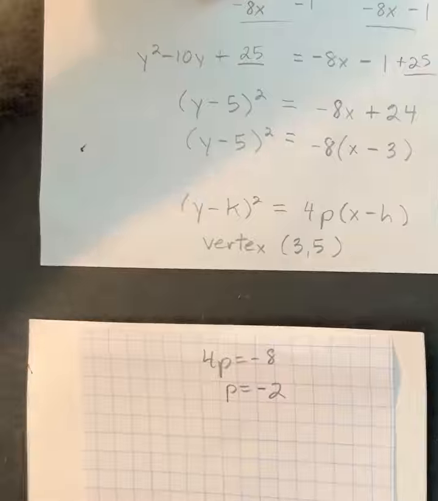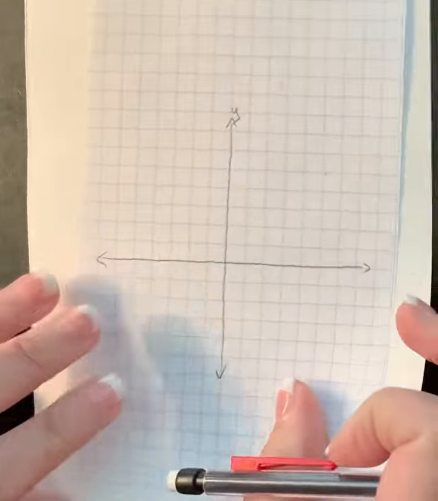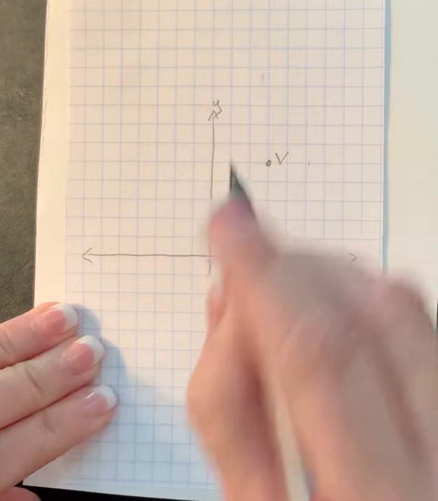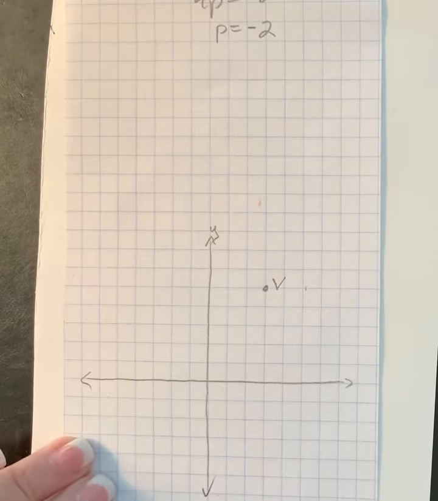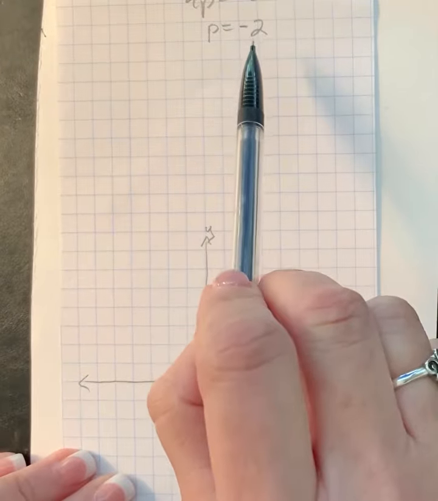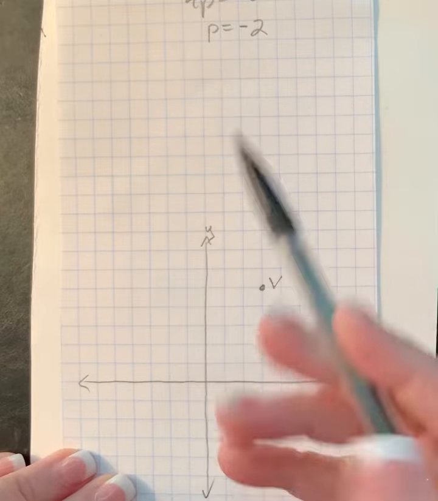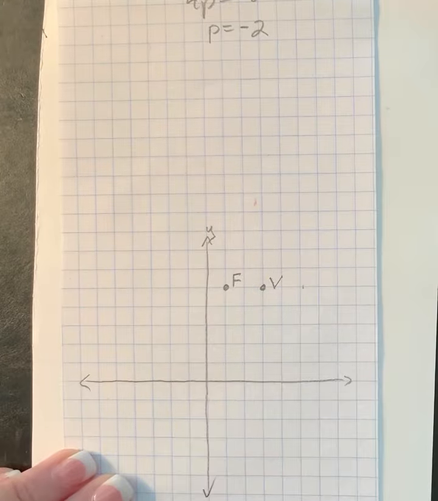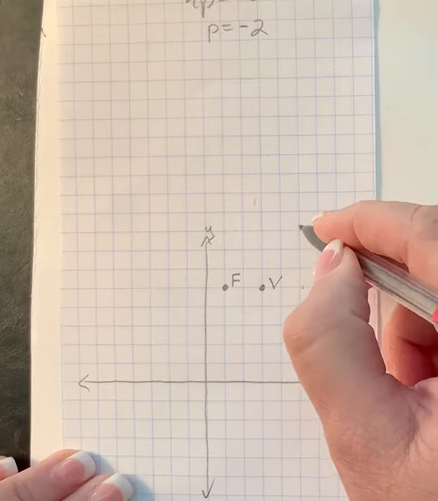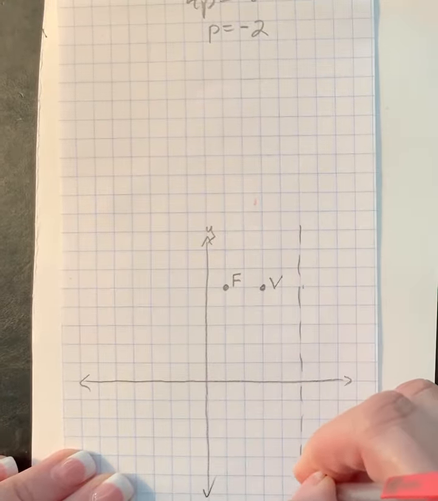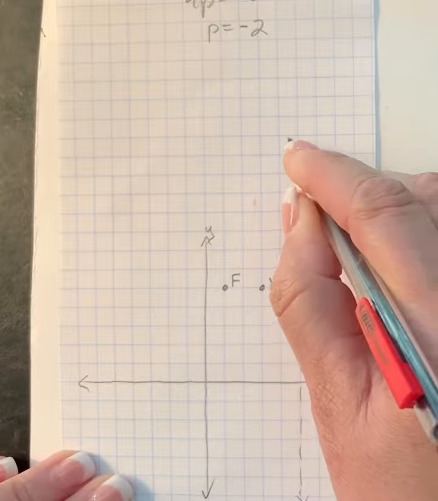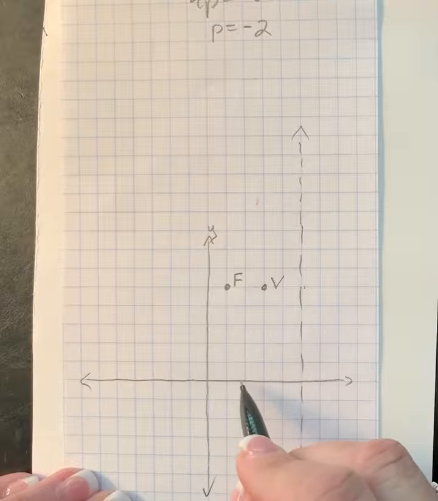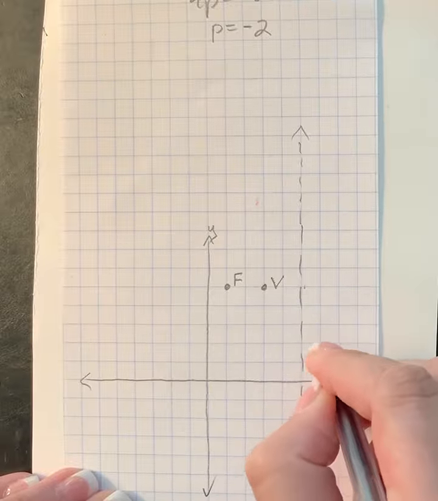All right, so start with the vertex, which was 3, 5. 3, and then 5, there's the vertex. And then p, as a directed distance, tells you how to head to the focus. So it's negative 2, so then you would go 2 to the left, and then that will be the focus. Now, if you go 2 to the right, that's where the directrix will be. Okay. So we can see the directrix is going to be 1, 2, 3, 4, 5, x equals 5.